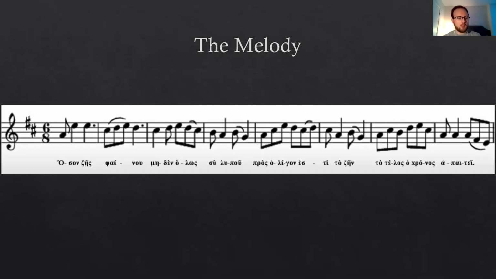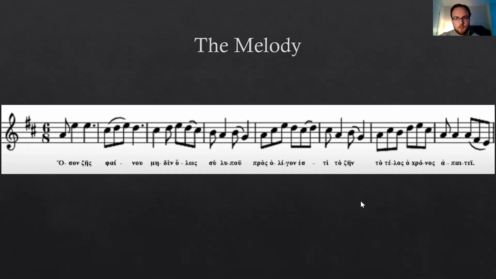So, and this is a sort of post-classical Greek inscription. So in this sort of post-classical Greek manner of pronunciation, it'd be like, O sonzis phenu mirinolosilipu prosoligon estitosen totilos chronos apeti.